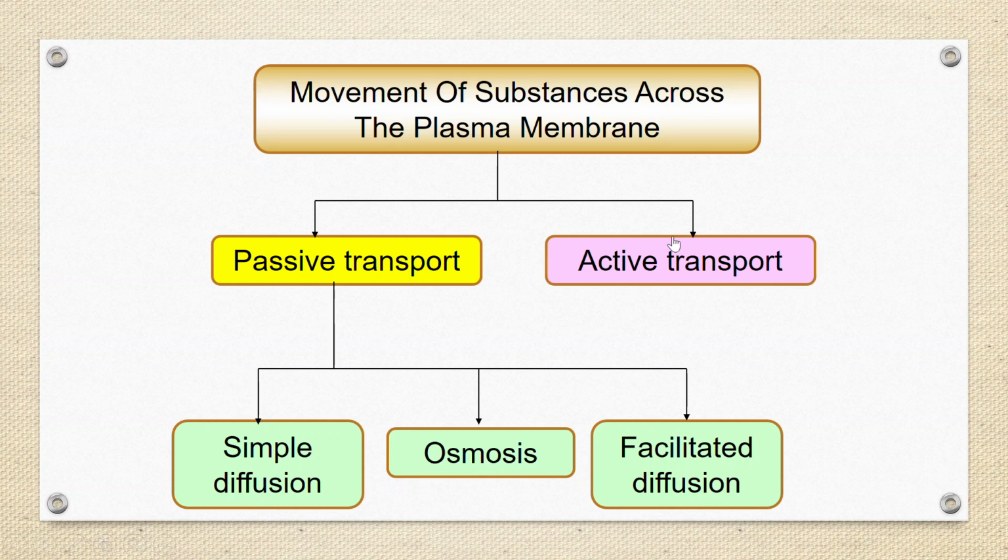Okay, in this video, we are going to look at the movement of substances across the plasma membrane. It is divided into two big categories, namely passive transport and active transport. By the name itself, passive and active, there is a distinctive feature to differentiate them: if it is active, it requires energy, but if it is passive, no energy is required in transporting substances. Under passive transport, it is further divided into simple diffusion, osmosis, as well as facilitated diffusion.